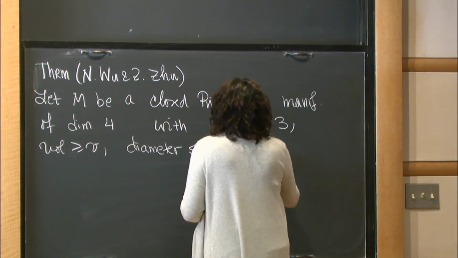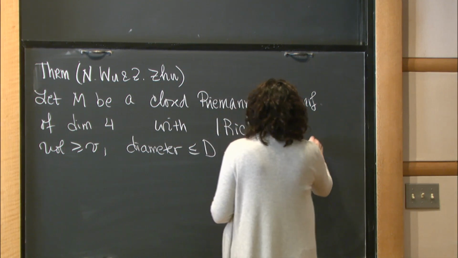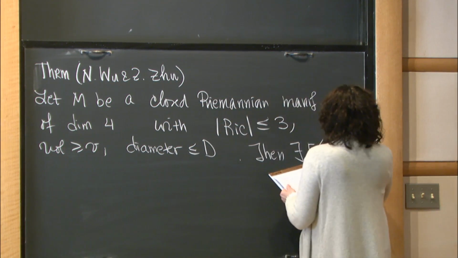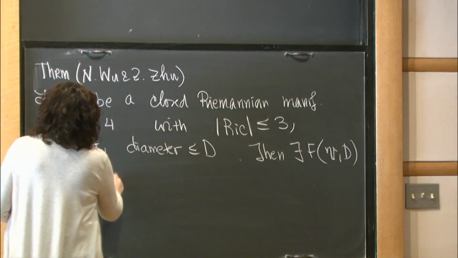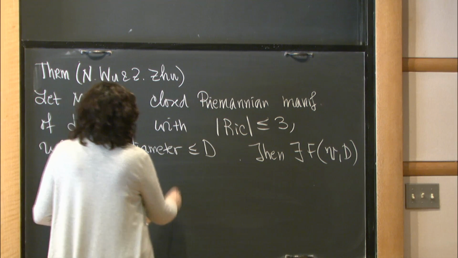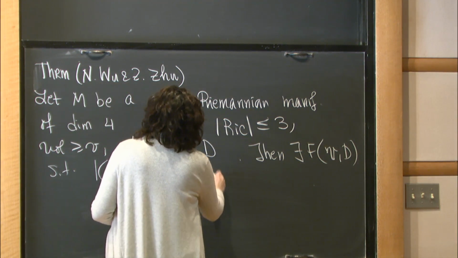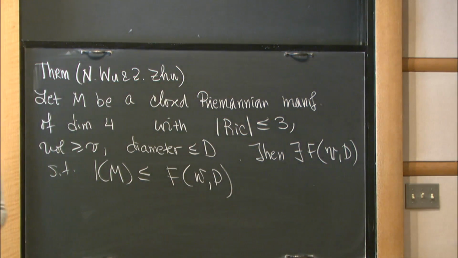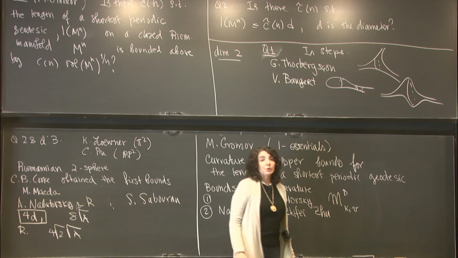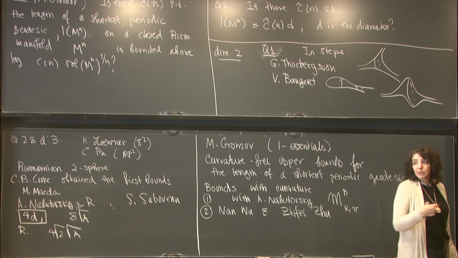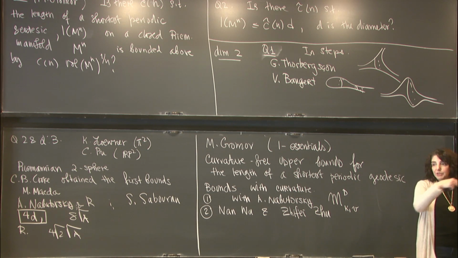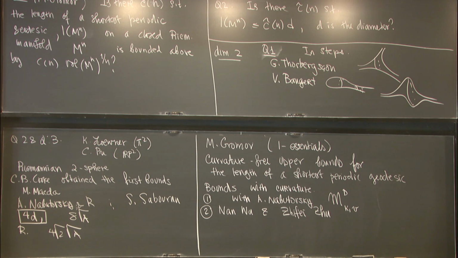Then there exists a function that depends on volume and diameter, such that the length of a shortest periodic geodesic can be bounded in terms of this function. The way they obtained the proof of this theorem is by using recent work of Cheeger and Naber, the structural theorem that gives neck and body decompositions of a manifold with bounded Ricci curvature.